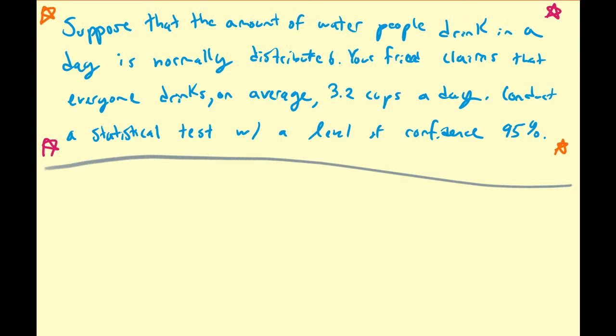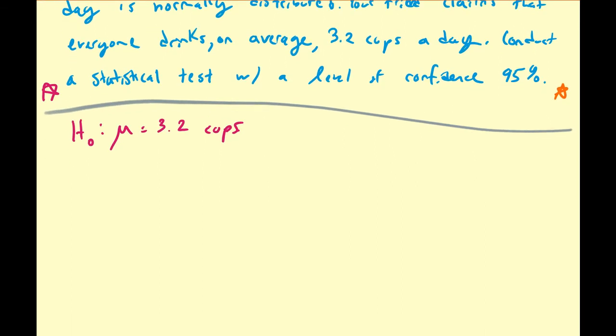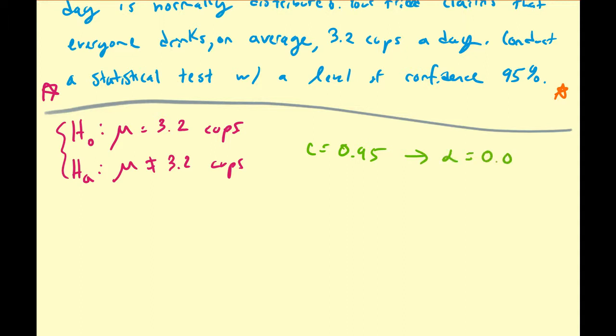All right, so with that information, the null hypothesis is going to be mu equals 3.2 cups. Let us assume that we have no evidence that it's more or less, so we're going to choose the easier alternative hypothesis, HA: mu does not equal 3.2 cups. We're going to operate under a level of confidence of 95%. That's going to force our significance level to be 0.05.